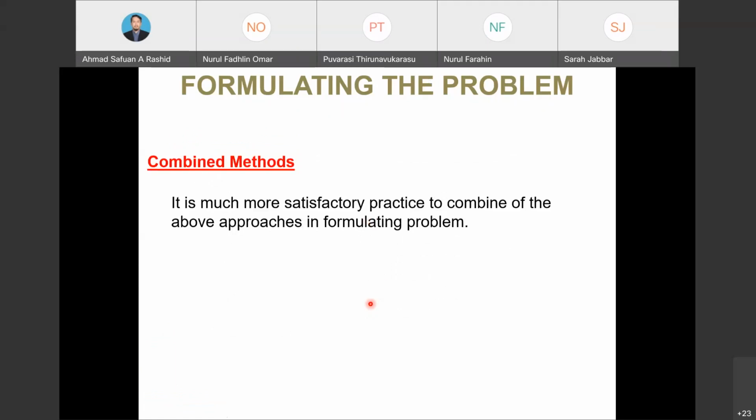The combined method: it is a much more satisfactory practice to combine all the above approaches in formulating problems. You can combine subdividing, free association, and also the questions, in order to come up with your problems.